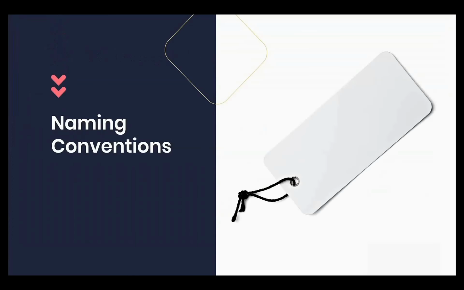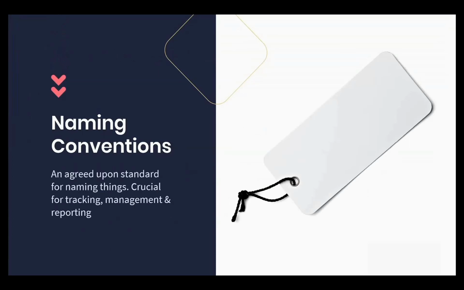One more very, very important thing that we have brought up before is naming conventions. Just as a reminder, a naming convention is an agreed upon standard for naming things. It is crucial for tracking, management, and reporting. Maybe not so much when you just have one or two small campaigns, but implementing naming conventions from the beginning will make life so much easier for you when you have lots of campaigns or data to analyze. Naming conventions will make that so much easier to manage.